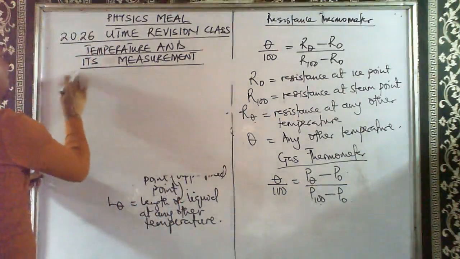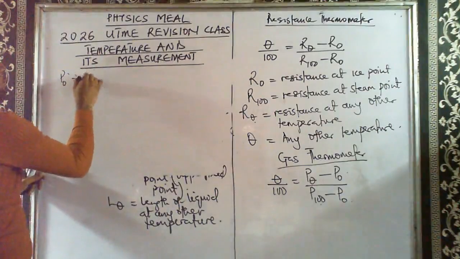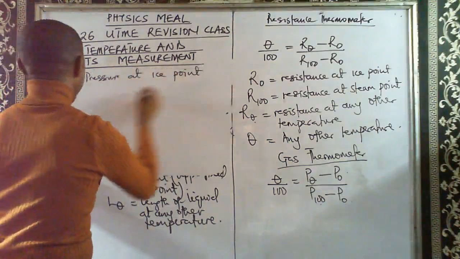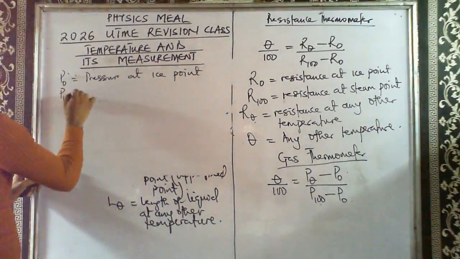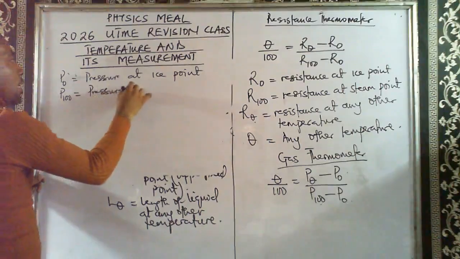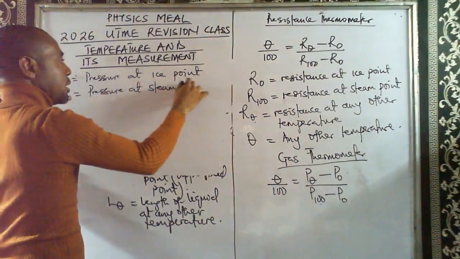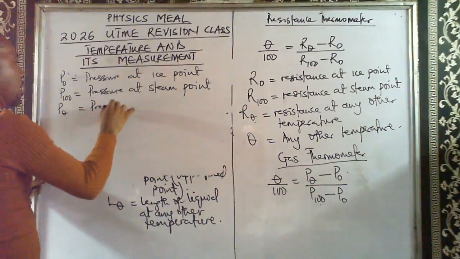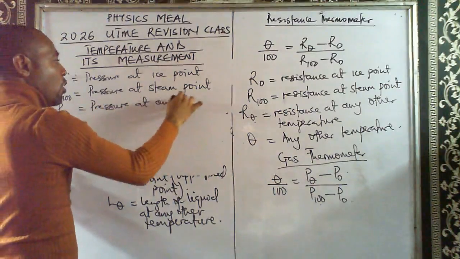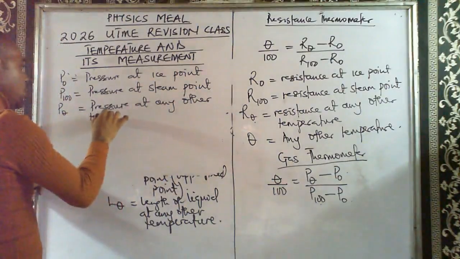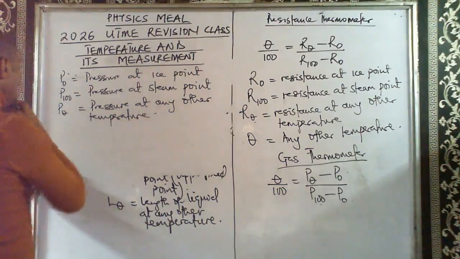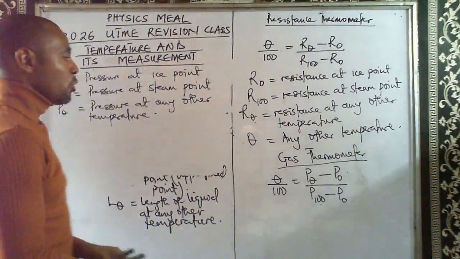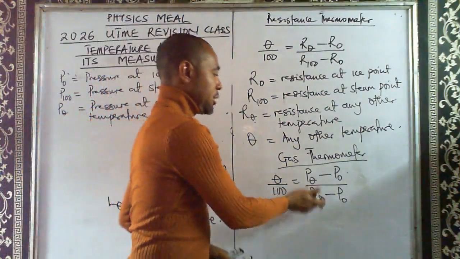So I can now say that P naught is pressure at ice point, right? And P100 is pressure at steam point. That's upper fixed point. And then we can now say that P theta is pressure at any other temperature. Then we know that we have defined theta as any other temperature. That's this theta. So this is for pressure, that's for gas thermometer.